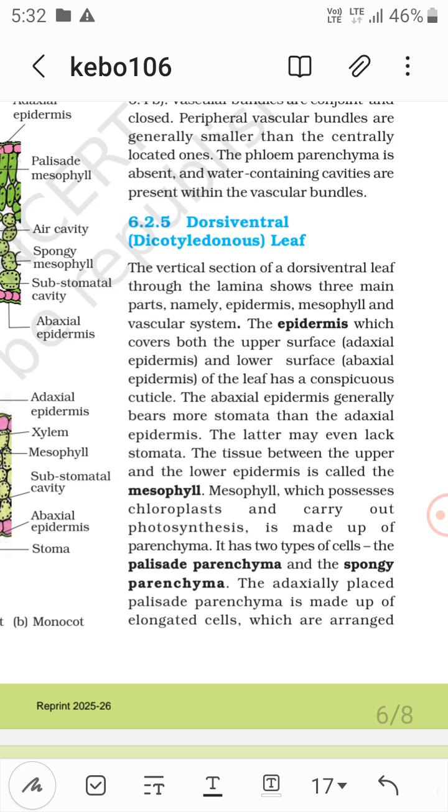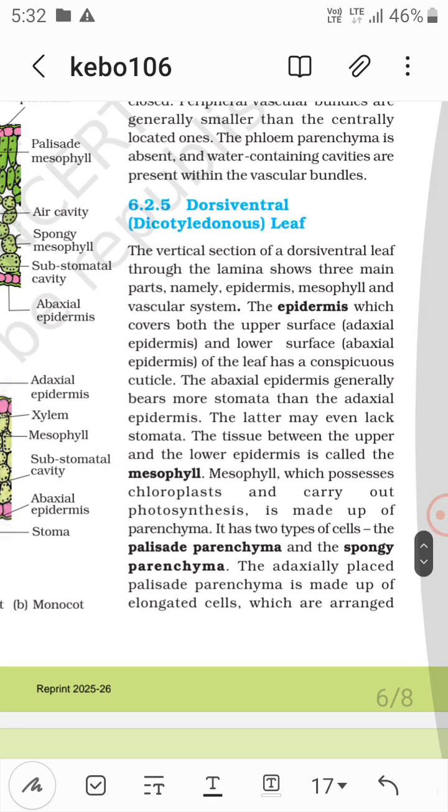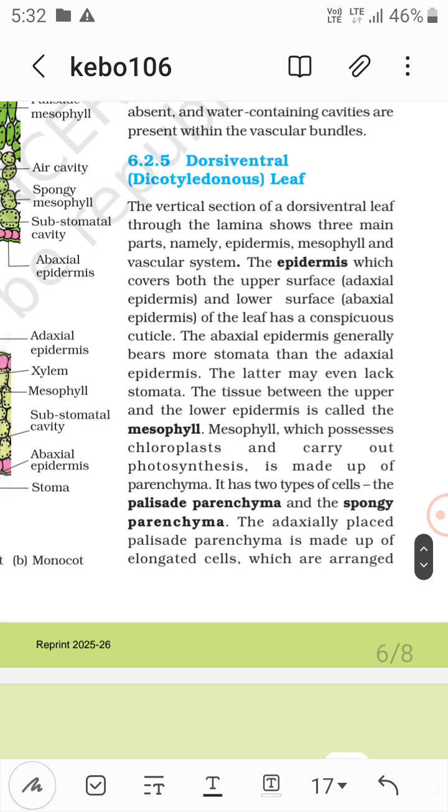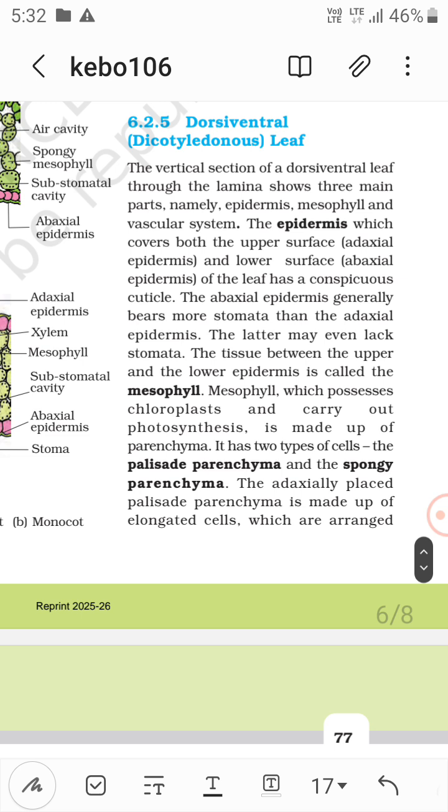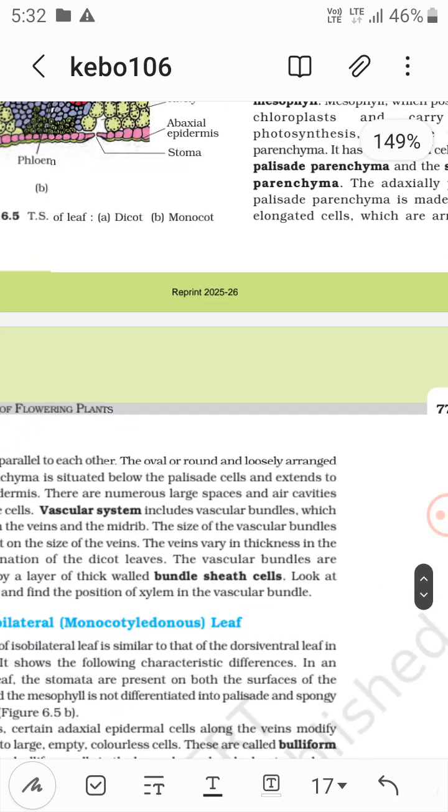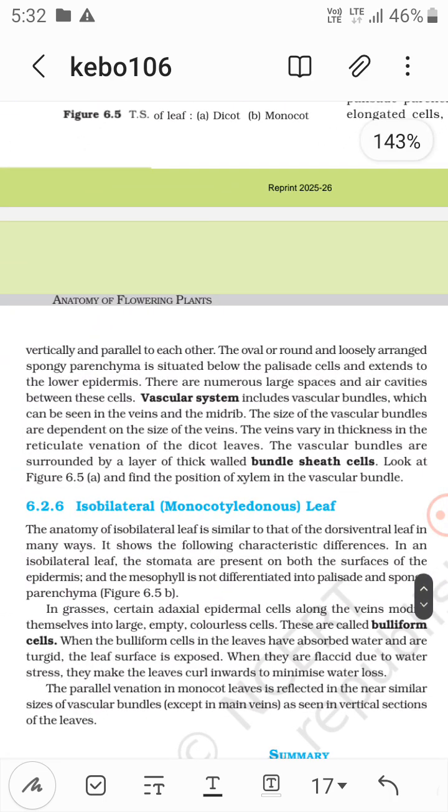Now the mesophyll, which possesses chloroplasts and carries out photosynthesis, is made up of parenchyma. Now it has two types of cells, the palisade parenchyma and spongy parenchyma. Now the adaxially placed palisade parenchyma is made up of elongated cells which are arranged vertically and parallel to each other.